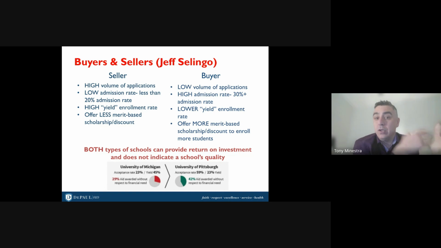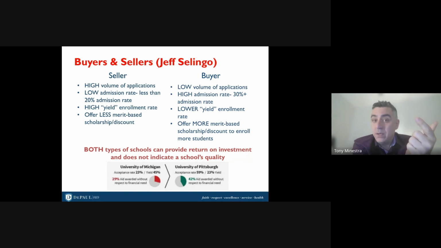Buyers, what's a buyer? Lower volume of applications, right? So they don't have as many students to choose from. Their yield rate is going to be lower. So they may have a higher admit rate, but a majority of the students may not choose to attend, okay? Different schools are going to have different matriculation rates, right? And enrollment managers across the landscape are always working to raise their matriculation rate. They want to enroll a higher percentage of students that they admit, right? This is just more cost effective from a business model standpoint, okay?